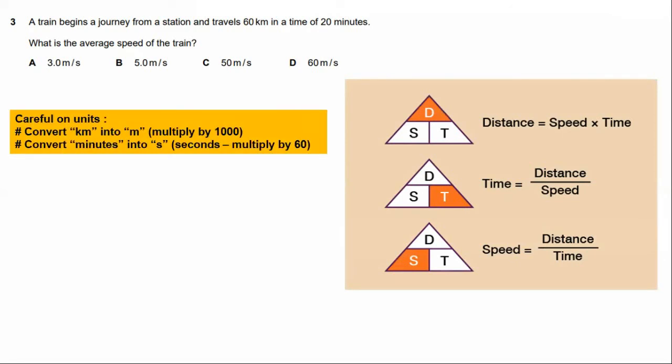Be careful on units. First, convert kilometers into meters. In order to do that, multiply the kilometer value by 1000. And then convert minutes into seconds simply by multiplying with 60.